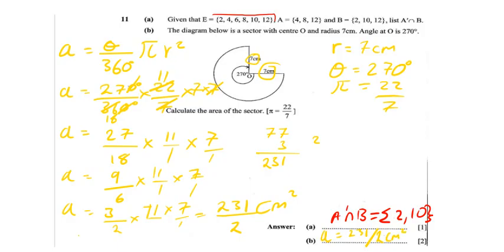Any questions? No questions. So sometimes they might give you area, and then they say find what? Find either the angle, or they can even say find the radius. You just break it down the way I've broken it down there, and then you know how we convert the decimal points into fractions. Then you're home and dry.